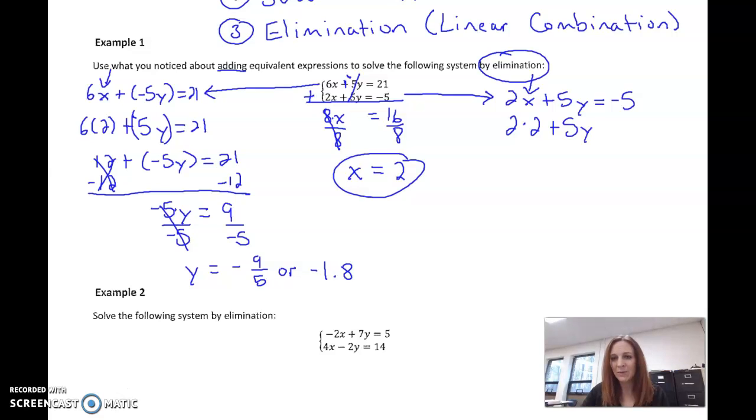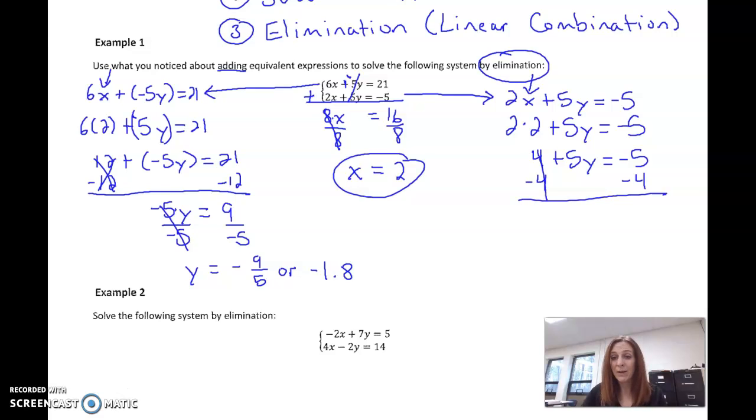Plus 5y equals negative 5. 2 times 2 is 4. 4 plus 5y equals negative 5. Now again, we're solving for our unknown, which is y. So I'm going to solve for 5y. Got to get rid of the 4. It's a positive 4. I combine it with a negative 4. Whatever I do to one side, I do to the other.